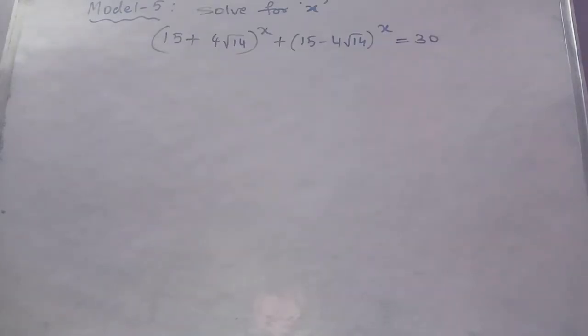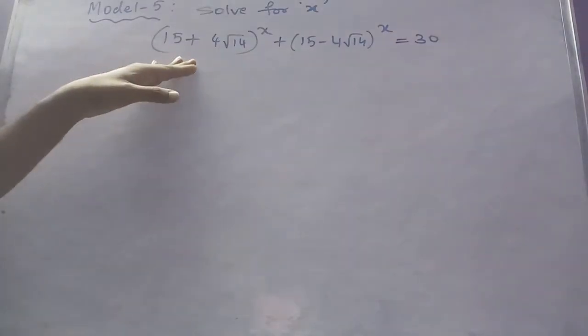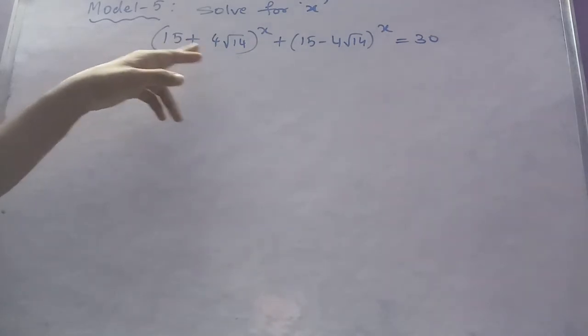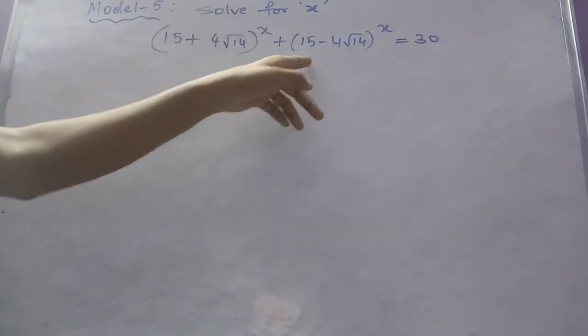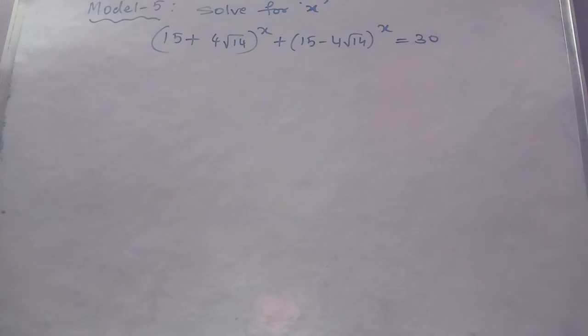So here is our example. We are supposed to find the value of x, where (15 + 4√14)^x + (15 − 4√14)^x = 30. So first let us check whether the product of these two surds is equal to 1 or not.